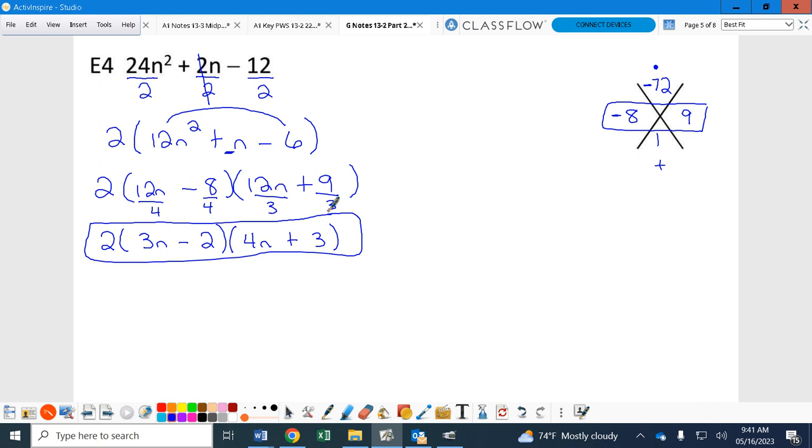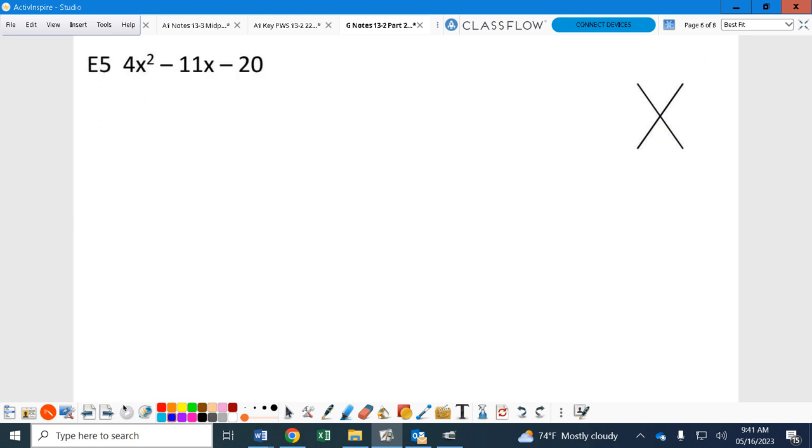What have we got? 2 left or 3 left? How many we got left? 4. There's 4 of them? Oh, I bet I have a special case one. Okay, let's keep going. I don't want to go too slow because I want y'all to have time to work.